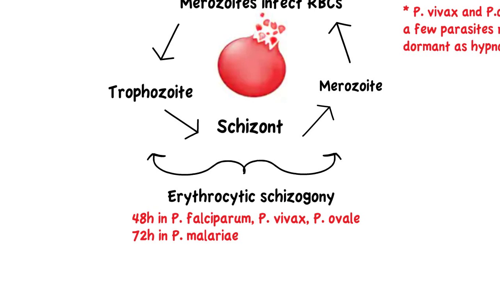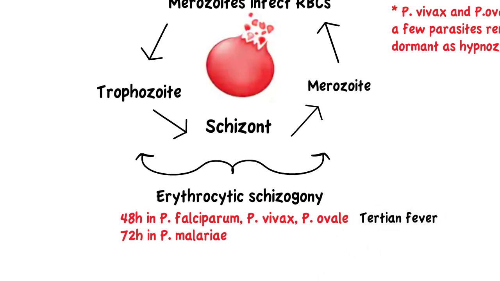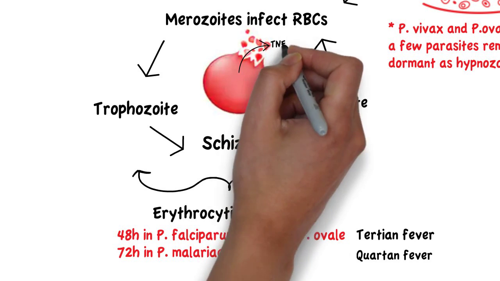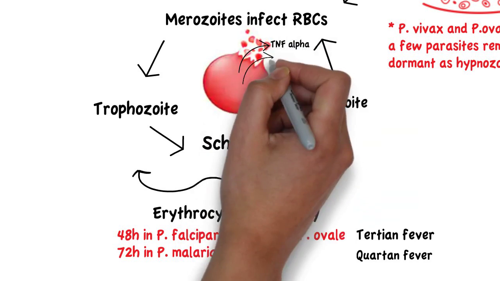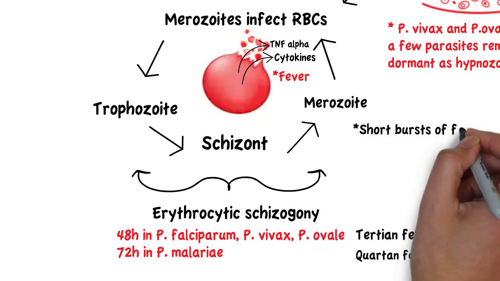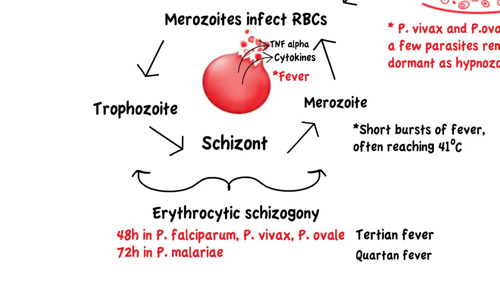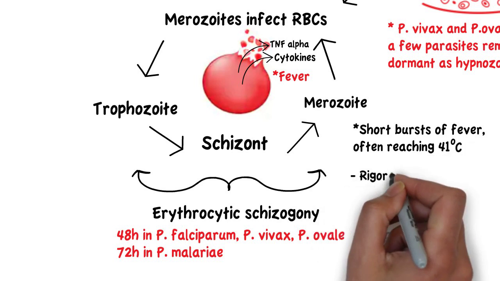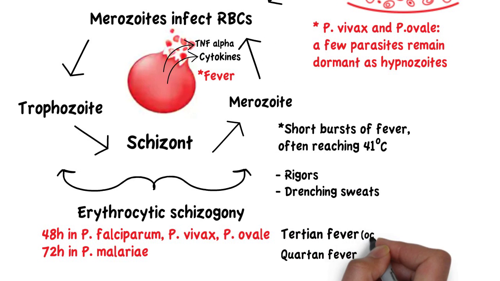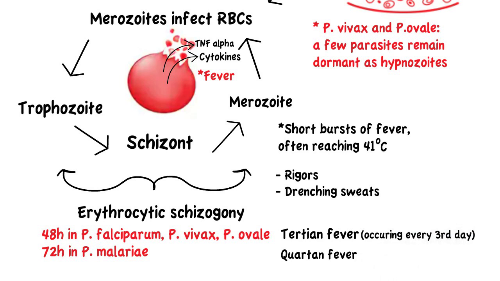This is important because it results in the characteristic tertian fever and quartan fever of malaria. When the red blood cells rupture, they release their cellular contents into the blood, and this includes tumor necrosis factor alpha and other cytokines that will induce fever. Therefore, in malaria, you will have these characteristic short bursts of fever, which often reaches 41 degrees Celsius, and is accompanied by rigors and drenching sweats. A tertian fever refers to a fever occurring every third day, and a quartan fever refers to a fever occurring every fourth day.